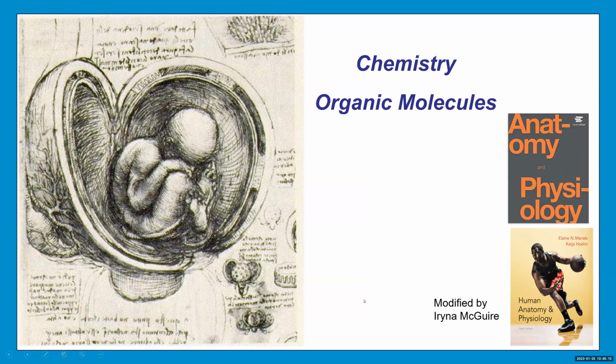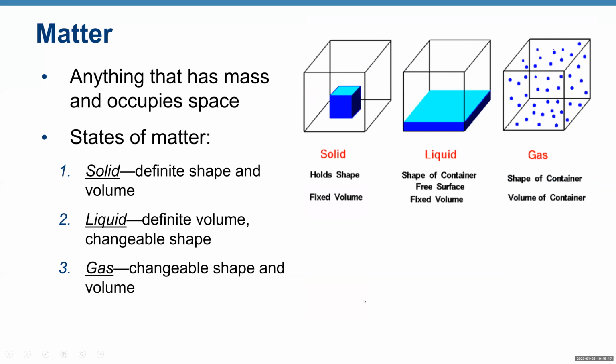So matter, what is matter? It's anything that has mass and occupies space. States of matter include solid, that has defined shape and volume. That's one. So here you can see an example of solid matter. Liquid, when we have defined volume and changeable shape. The second picture, and gas, changeable shape and volume.